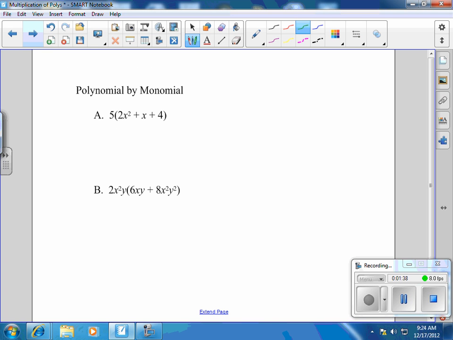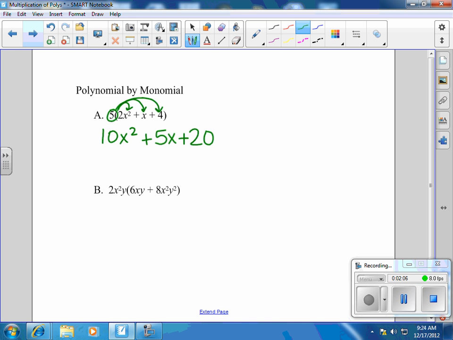Now if I want to multiply a polynomial by a monomial, hopefully letter A is one that we can all do. We're basically going to distribute. That 5 on the outside needs to be multiplied to everybody on the inside: 2x squared, x, and 4. So 5 times 2x squared will give me 10x squared. 5 times x gives me 5x. And then 5 times 4 gives me 20.